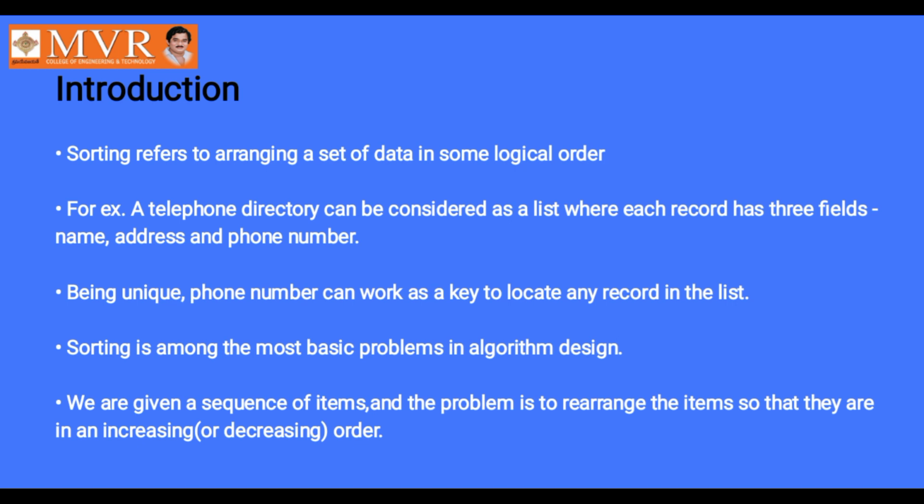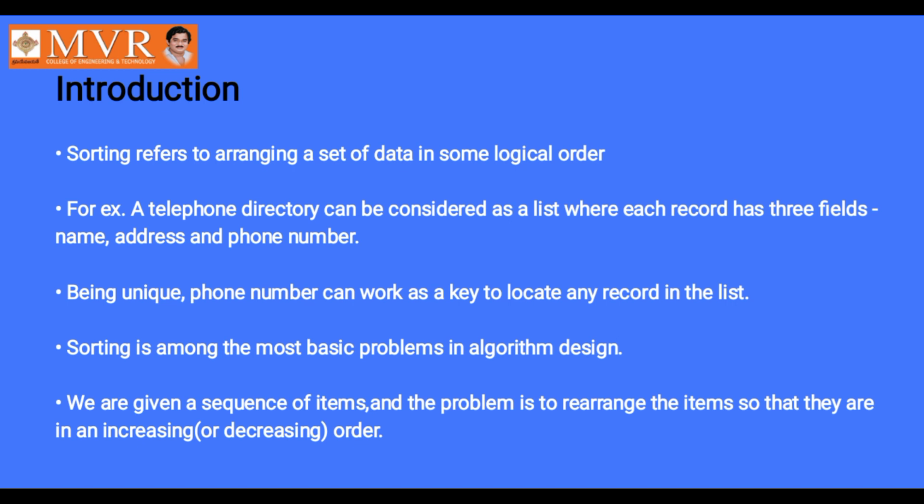Now coming to introduction. What is sorting? Sorting refers to arranging a set of data in some logical order. That means sorting is nothing but arranging a set of data or a list of elements in some particular order. That is, it can be in ascending order, descending order, alphabetical order, any order. Arranging the items or arranging the data in some particular order is known as sorting.